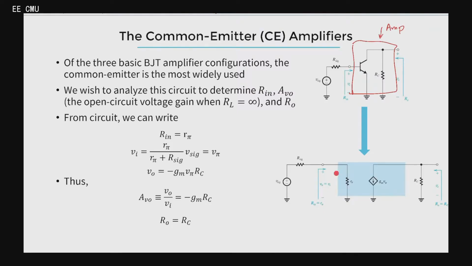This is a voltage divider circuit, isn't it? We want to find the voltage drop across r pi. We can write the equation for this as follows, and it is equal to v pi, right? And for V output, the current flows in this direction, right? So V output is equal to minus gm v pi times RC. v pi is V input, so if we move it to the other side, we get the open circuit gain, which is equal to minus gm RC.